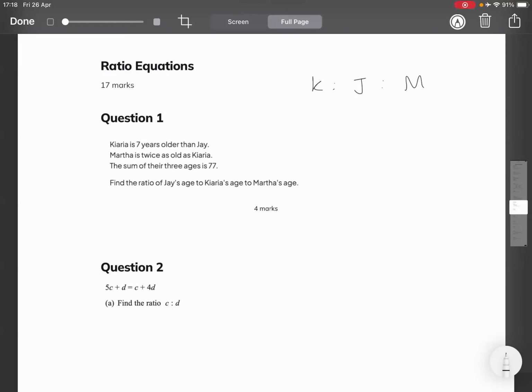Sorry? Who's younger? What kind of name is that anyway? Sorry, if some Kiaria's watching. That's our next name. Kiara is older than Jay. But why did they name her Kiaria? It makes no sense, does it? Some next name. Clueless.